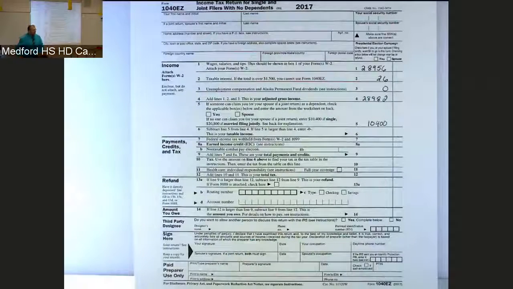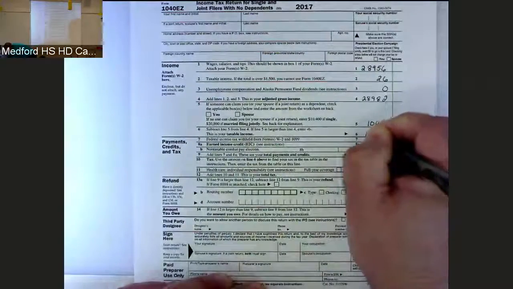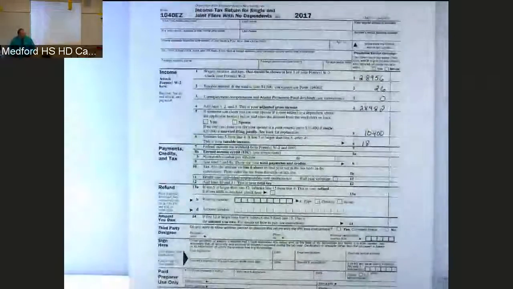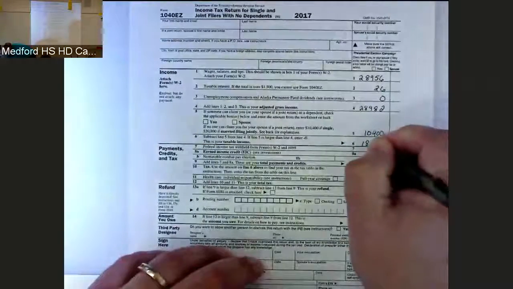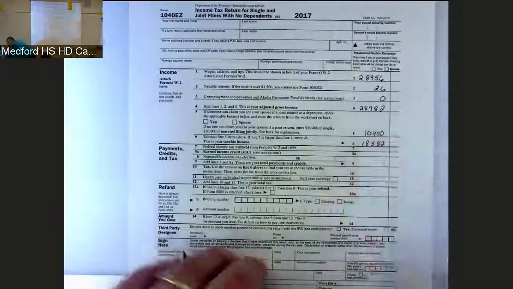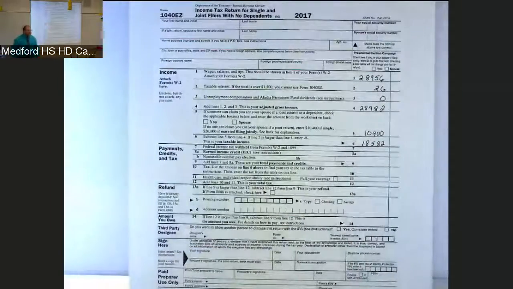Subtract line 5 from line 4. Did I go through that real quick? You take 28,982, subtract 10,400, and you get 18,582. That's the taxable income. That's the amount of income that you're going to be taxed on. So it's different than the amount of income that you actually earn. They're saying this is how much we're going to tax you on.